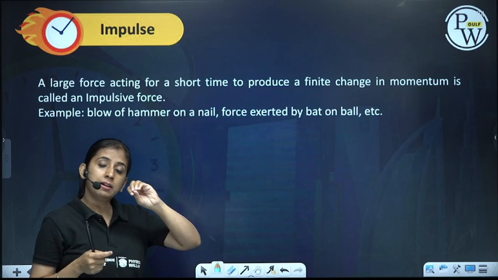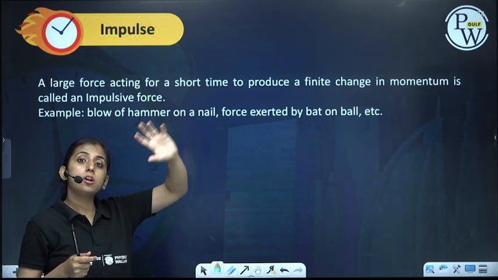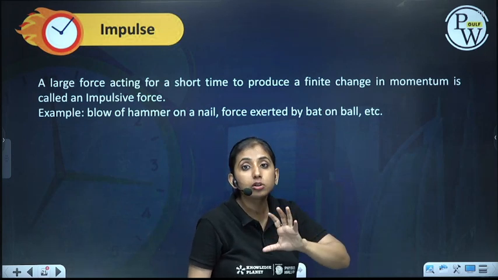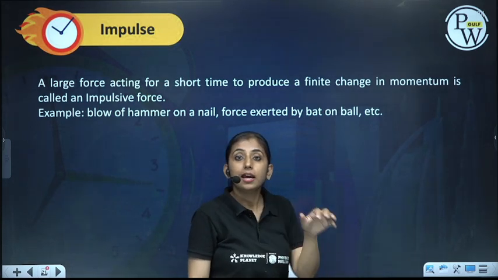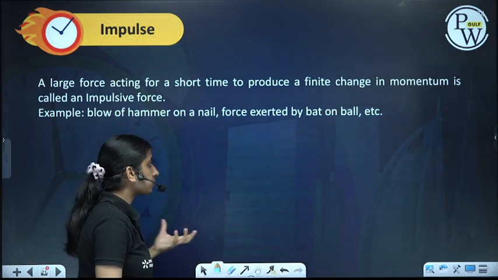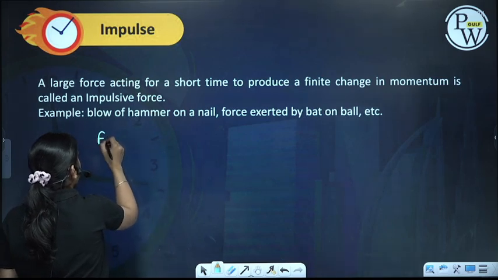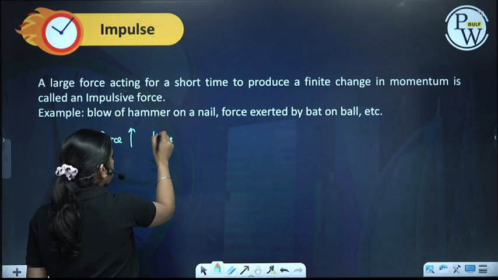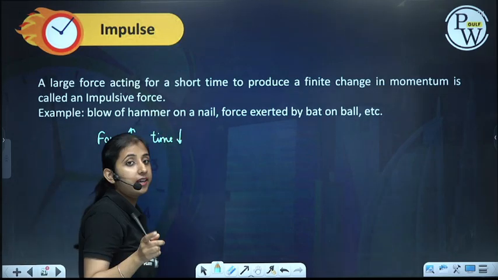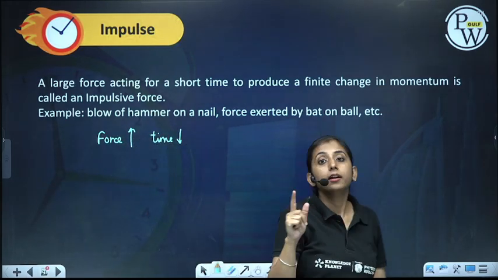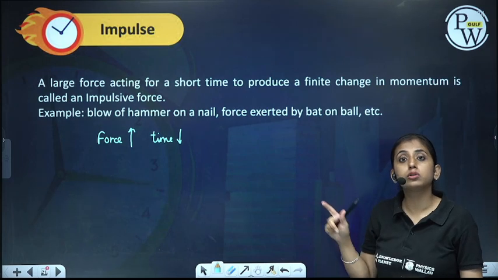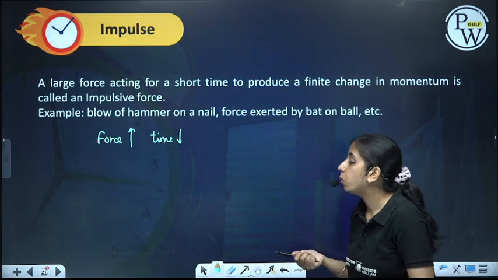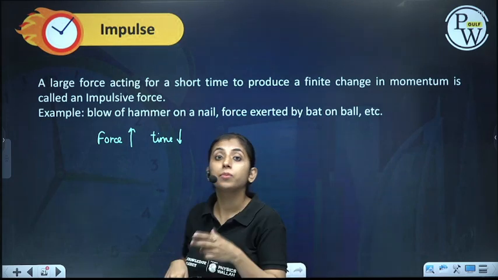The time interval is very small, so we cannot measure how the force is varying or what is the nature of the force which is acting, and it is a large force. If we have a force that is very large and time that is very small, neither can we correctly deduce the nature of the force nor measure that very small time interval. What we can measure is the product.